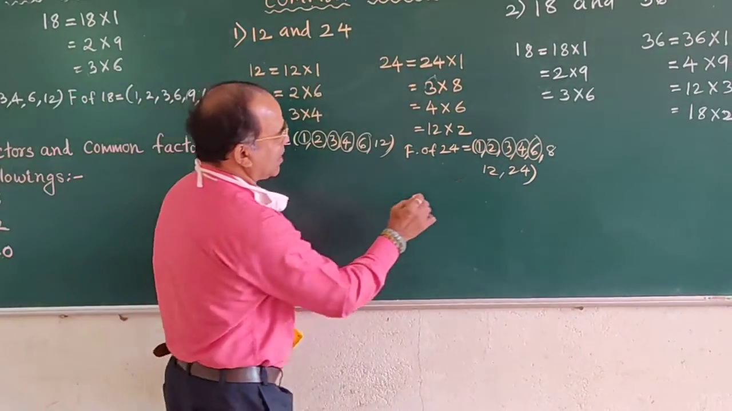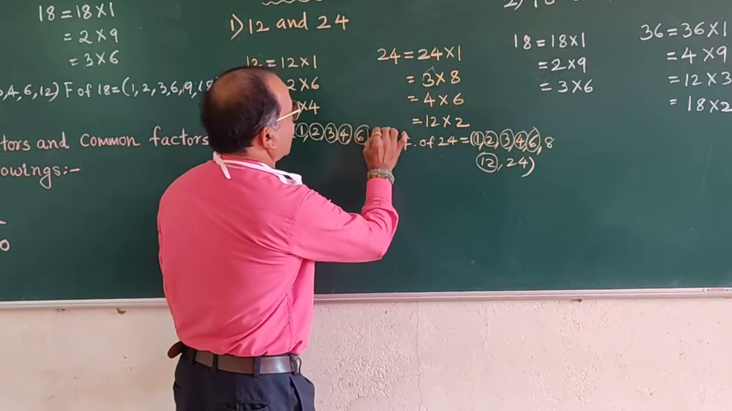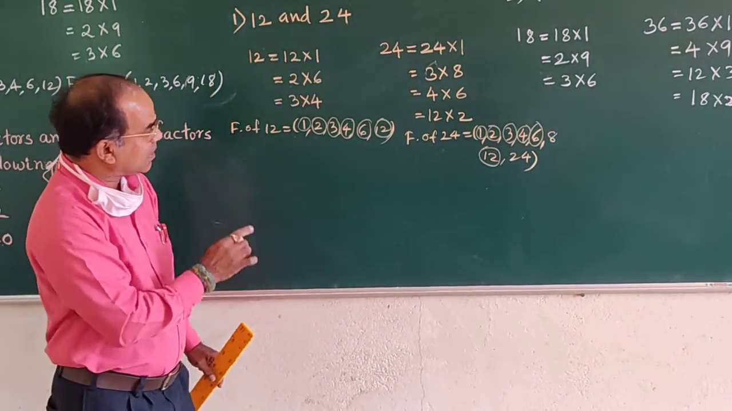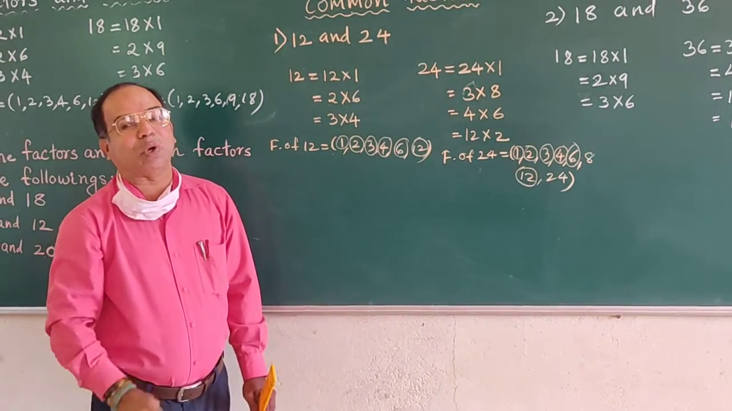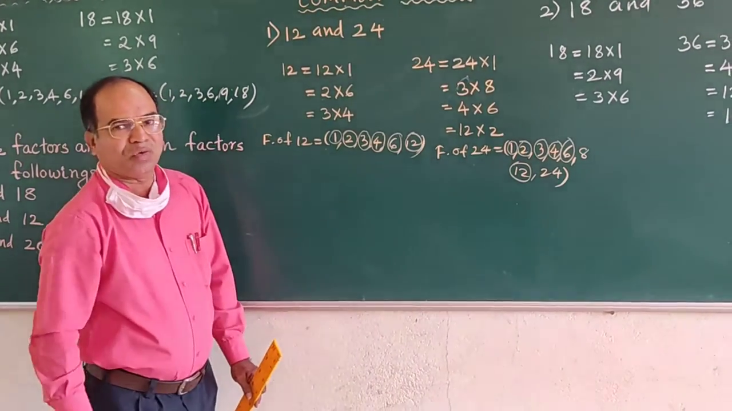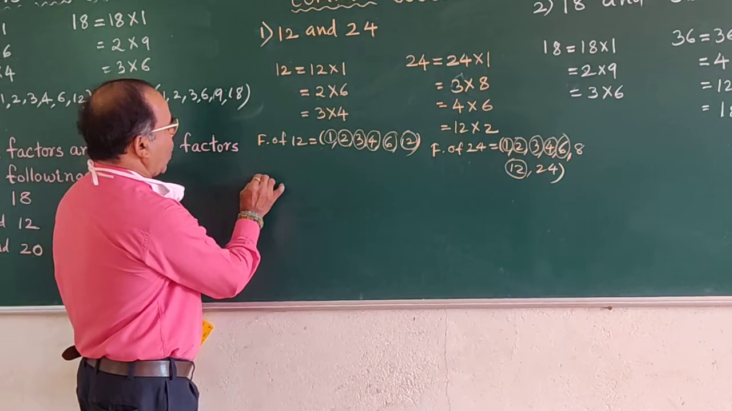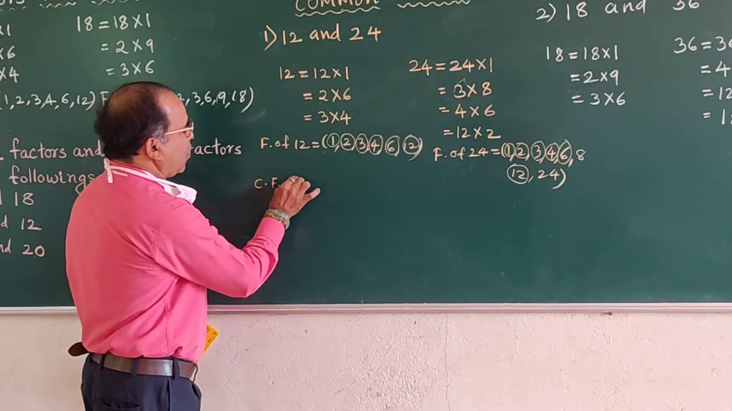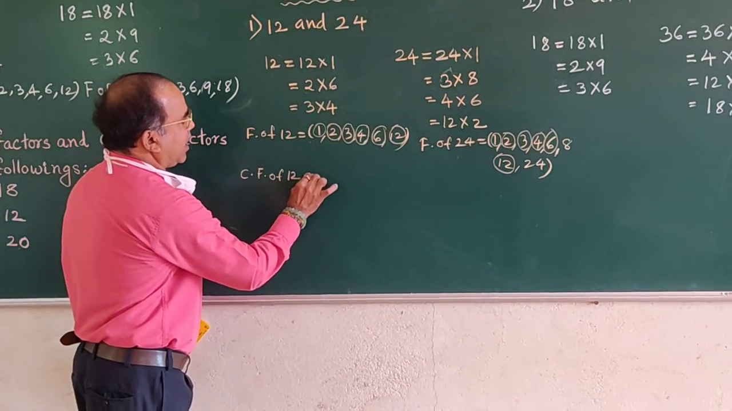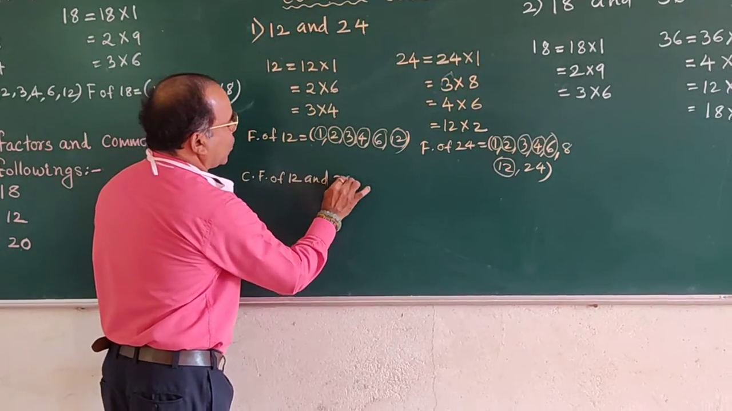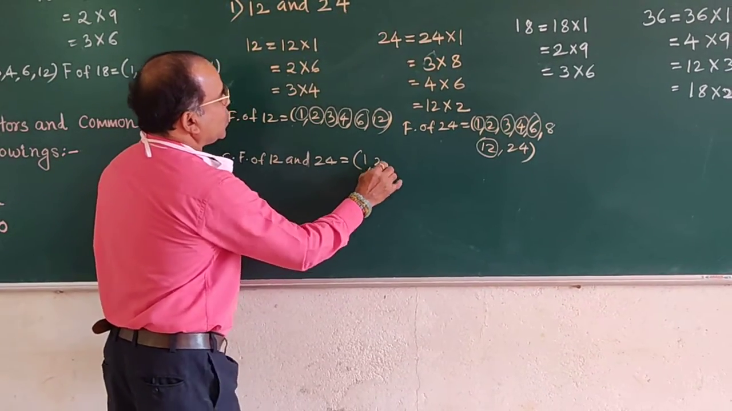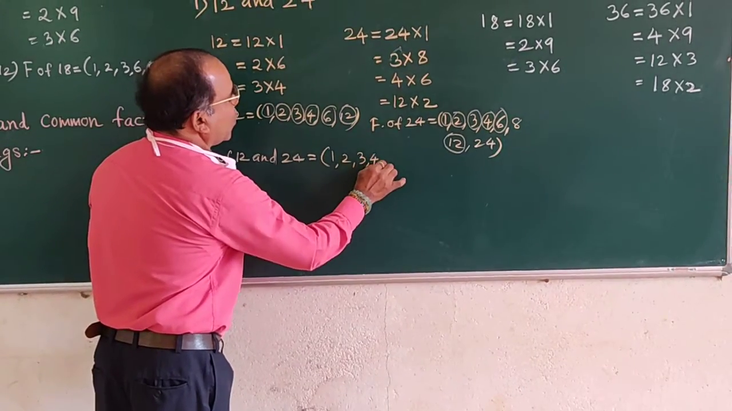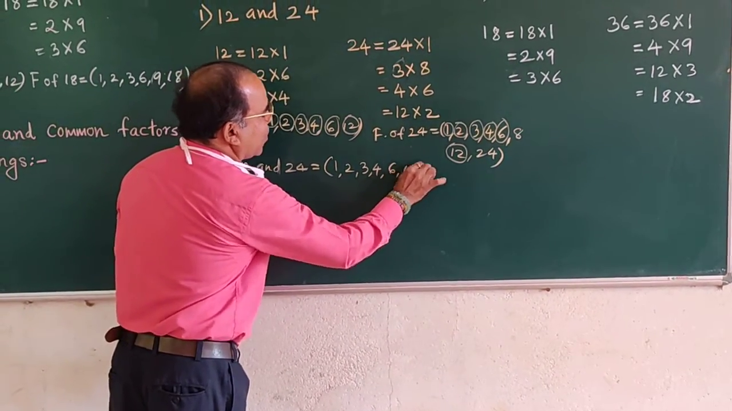Then what is the next number? It is a 12. Here also we got a 12. So whatever numbers I have encircled, all are the common factors of 12 and 24. Then you have to write: common factors of 12 and 24 is equal to 1, 2, 3, 4, 6 and 12.